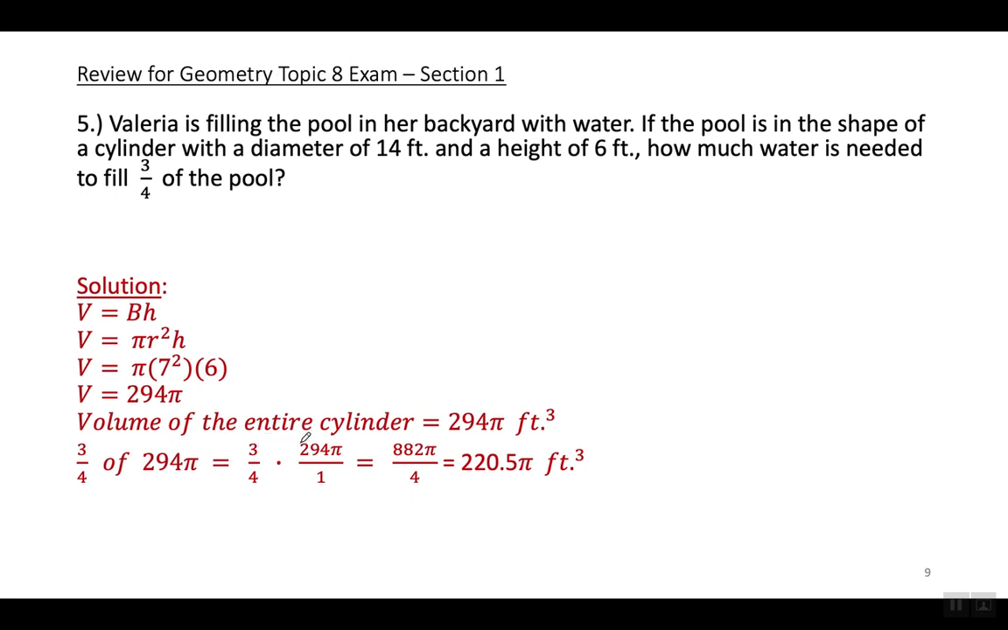Multiply the top times the top, and you'll get 882 pi on the top. And the bottom times the bottom, 4 times 1 is 4. Now divide 882 by 4 and you get 220.5 pi cubic feet. Okay, so that would be the answer. On the test, the question is basically the same but with different numbers. Follow my steps and you'll get the correct answer. This should be easy, not difficult. So there, that would be the answer. Moving on to number 6.